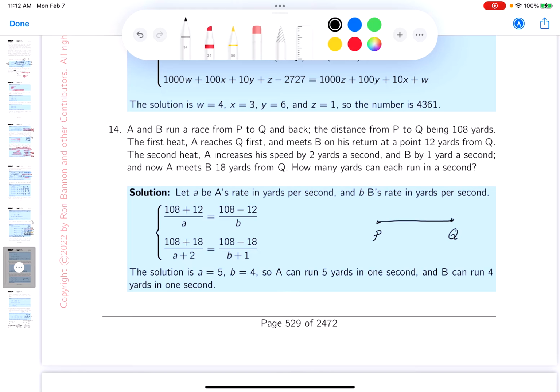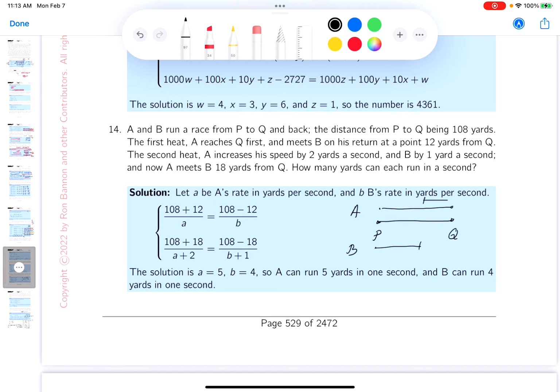And what does it say? It says in the first heat, so the first race, this over here: A reaches Q and meets B on the return at the point 12 yards from Q. So what does it mean? A does this. He runs, he hits Q, and he starts heading back. All right? Now he's meeting B there, so that means B went this distance over here.